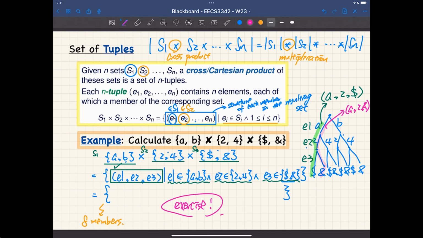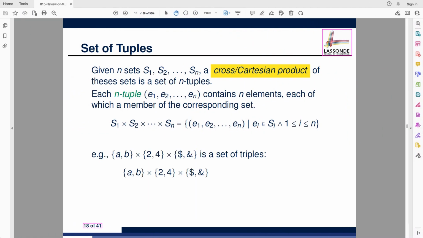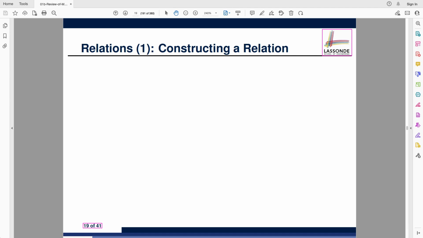All right, any question about cross product? Building on top of cross product, we're gonna define relation, all right? We're good. All right, let me now move on to relation. Relation is basically going to add on top the concept of power set on cross product. That's why things can get a little bit weird, but let's try.